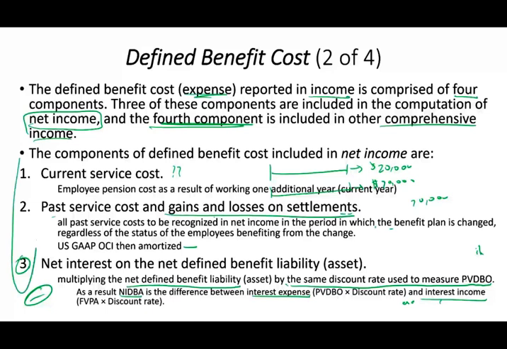So those are the three components of expense. Again, I'm going to keep saying expense, not income here, because usually it's an expense. So those are the three components of the defined benefit cost. In the US, we call it pension expense. Okay, now let's look at an example real quick.